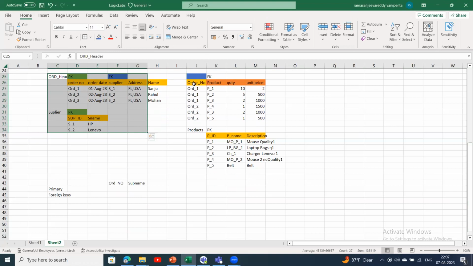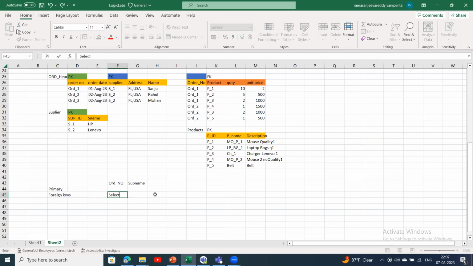So how do we write the query? Since I need these two columns, I need to check which table I'll get the order number from. I'll get order number from the order header table. Yes or no? From which table will I get supplier name? I'll get it from the supplier table. Yes or no? So first I'm selecting. Select is the first keyword. What are the things I need? I need these two things. Select order number, supplier name, S name.